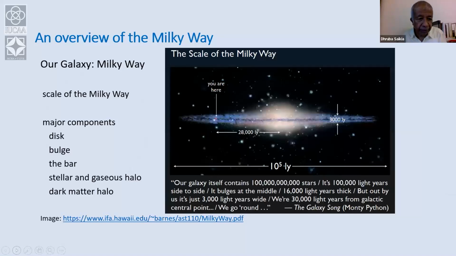Okay, so major components: disk, bulge, the bar, stellar and gaseous halo of the galaxy. And this gives the scale in one slide. Again, I should mention there are no sharp boundaries, but you can draw, this is an illustration of it. We are over here about 28,000 light years away, 25,000 or so, and this is the thickness, which also has a certain scale height.